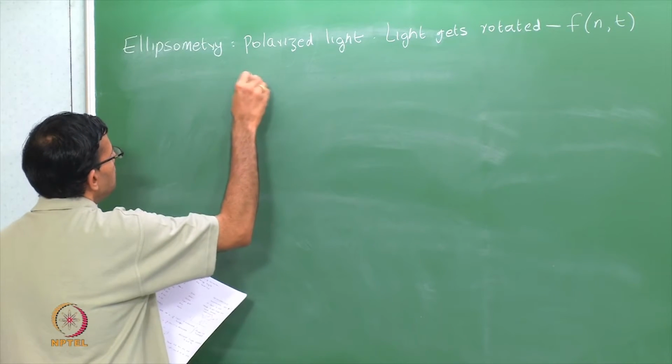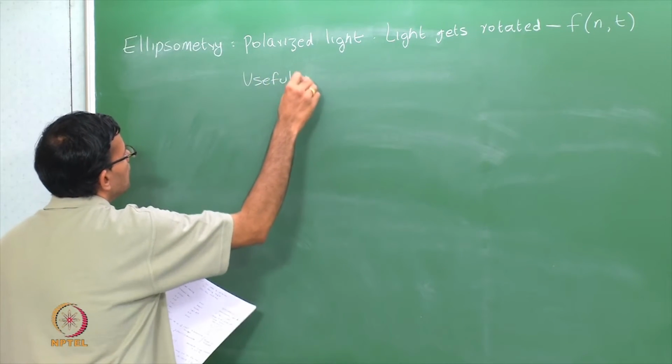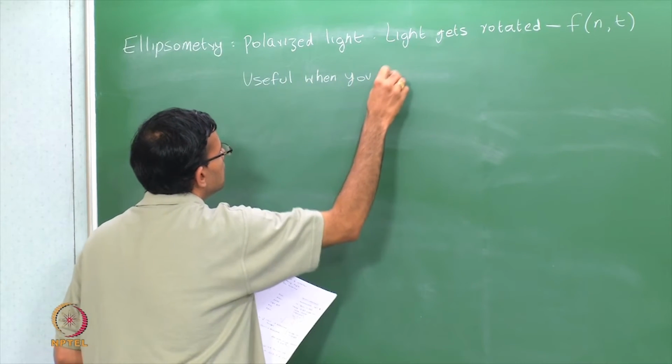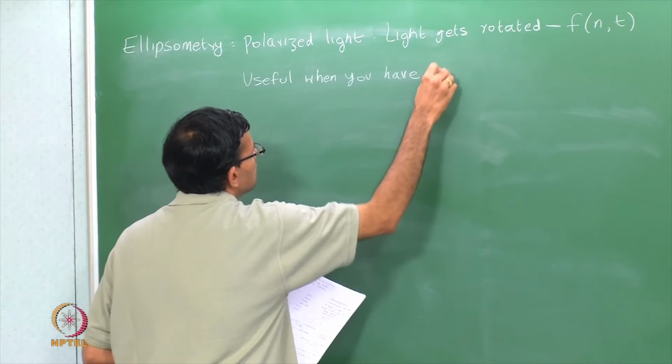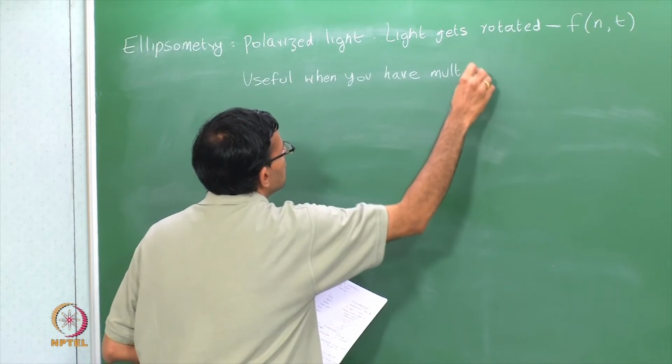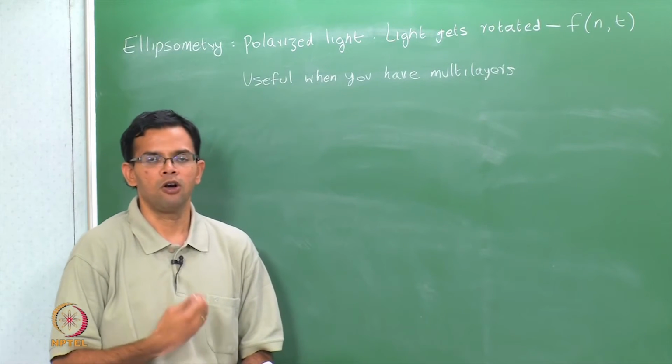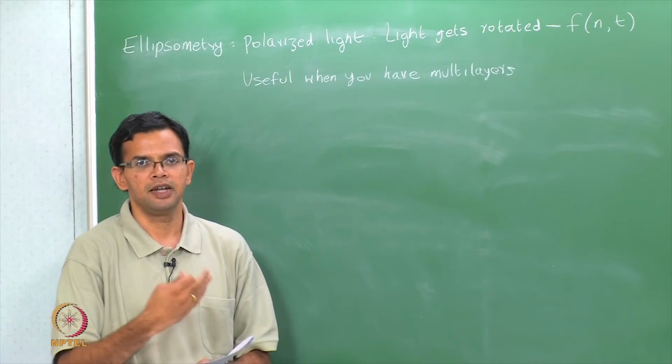So, it is useful when you have multi layers. For example, you can have an oxide layer on top of a nitride and so on.